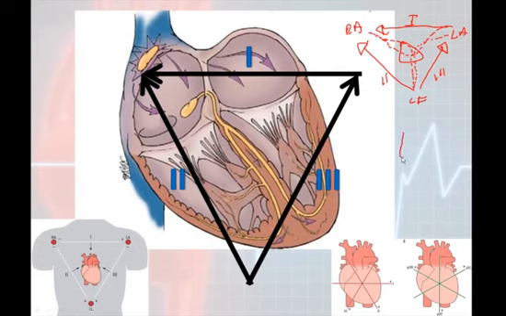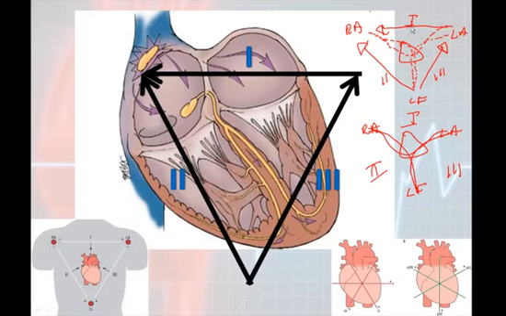So what we actually have, I'm going to draw another heart here, is here's your left foot, this is your right arm, this is your left arm. So really lead 2 starts here and curves this way. Lead 3 starts here and curves this way, where lead 1 starts here, dips down, and then comes back up. Well, this doesn't make as much sense as a triangle.